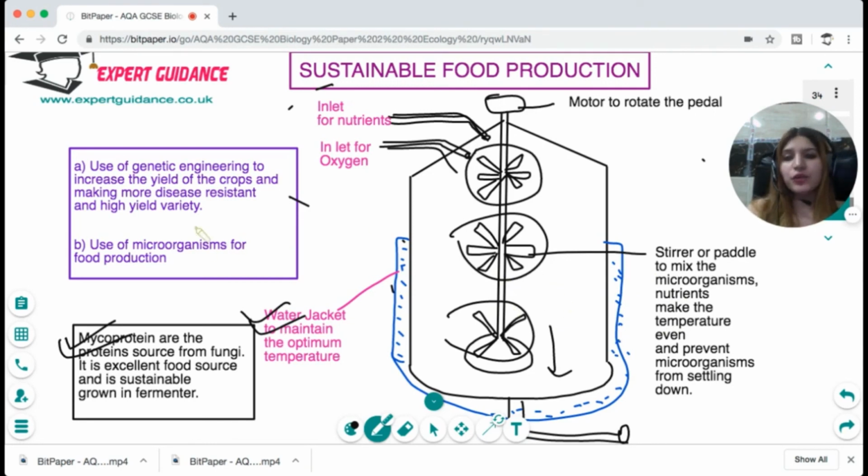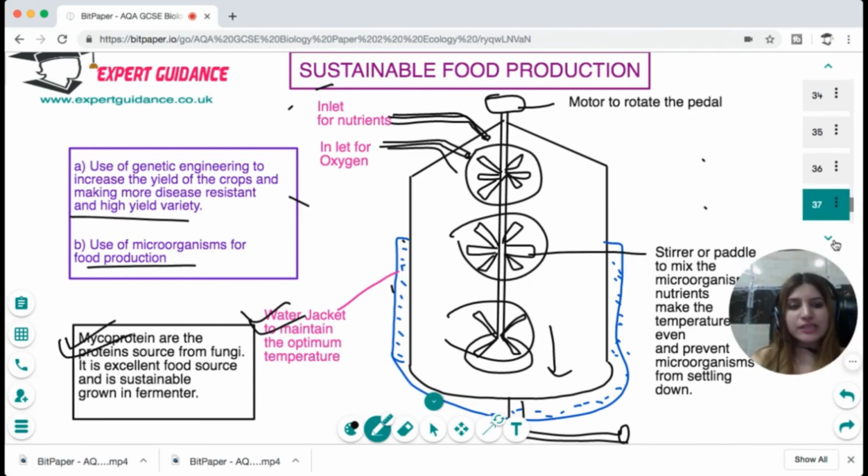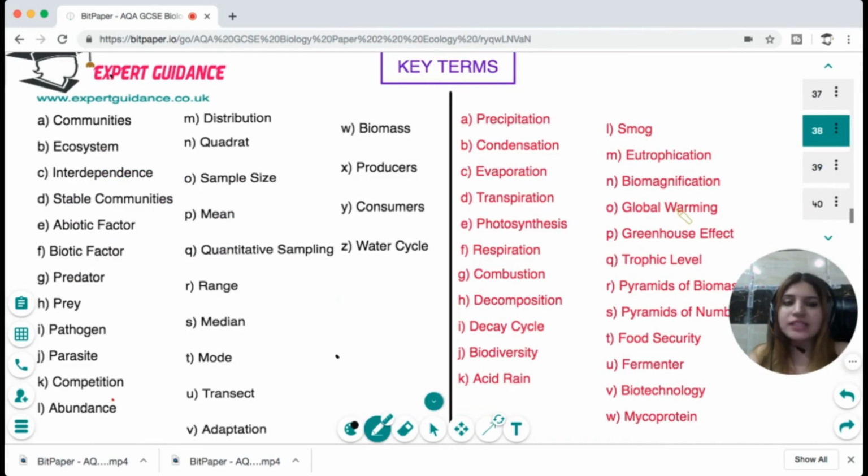Now, in food production, we also use genetic engineering to increase the yield of the crop, making more disease-resistant and high-yield variety crops. And we can also use microorganisms for food production. Okay, so I hope all these topics are now clear to you.